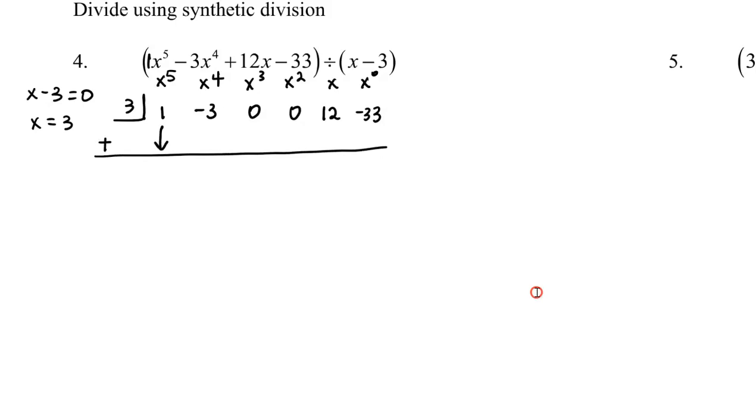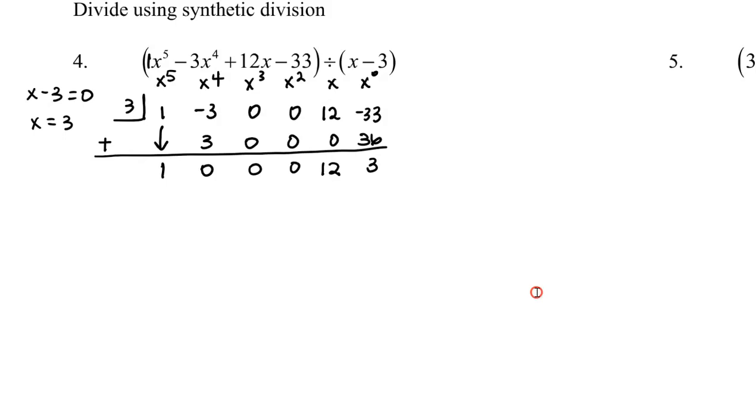We begin by bringing down our first coefficient to get 1. 1 multiplied by 3 is 3. Add to get 0. Multiply. 0 times 3 is 0. Add to get 0. Multiply. 0 times 3 is 0. Add to get 0. Multiply. 0 times 3 is 0. Add to get 12. Multiply. 12 times 3 is 36. Add to get 3.